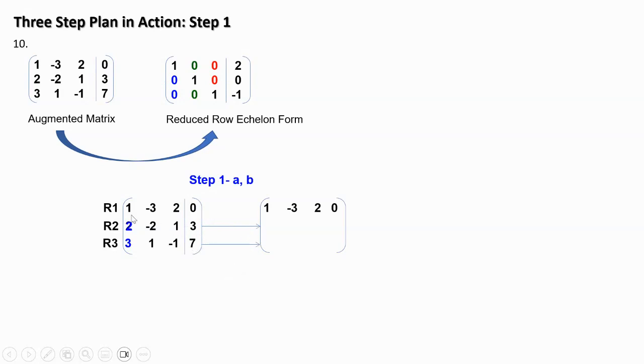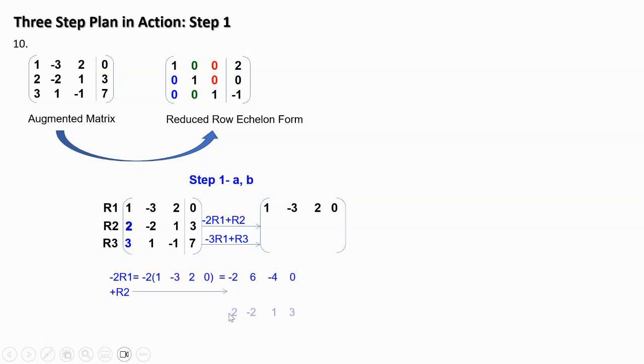Here we go. I'm going to multiply row 1 by -2 to get rid of the 2 in row 2. It's going to be -2 row 1 plus row 2. And then I'm going to multiply -3 times row 1 and add it to row 3. Here on the bottom is my work. So -2 row 1: row 1 is 1, -3, 2, and 0. I distribute the -2 and we get -2, 6, -4, and 0.